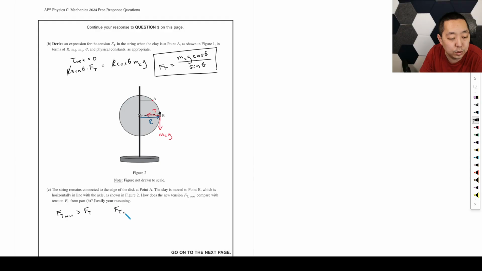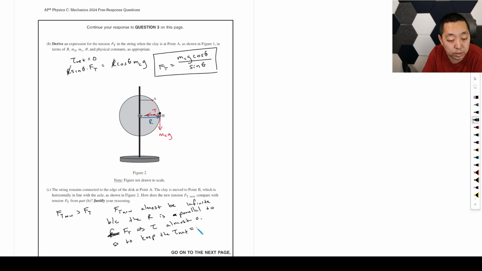The new ft has to almost be infinite, because the r is basically parallel to the force, parallel to ft, which implies the torque is almost 0. So to keep the net torque equal to 0, ft would have to be huge.